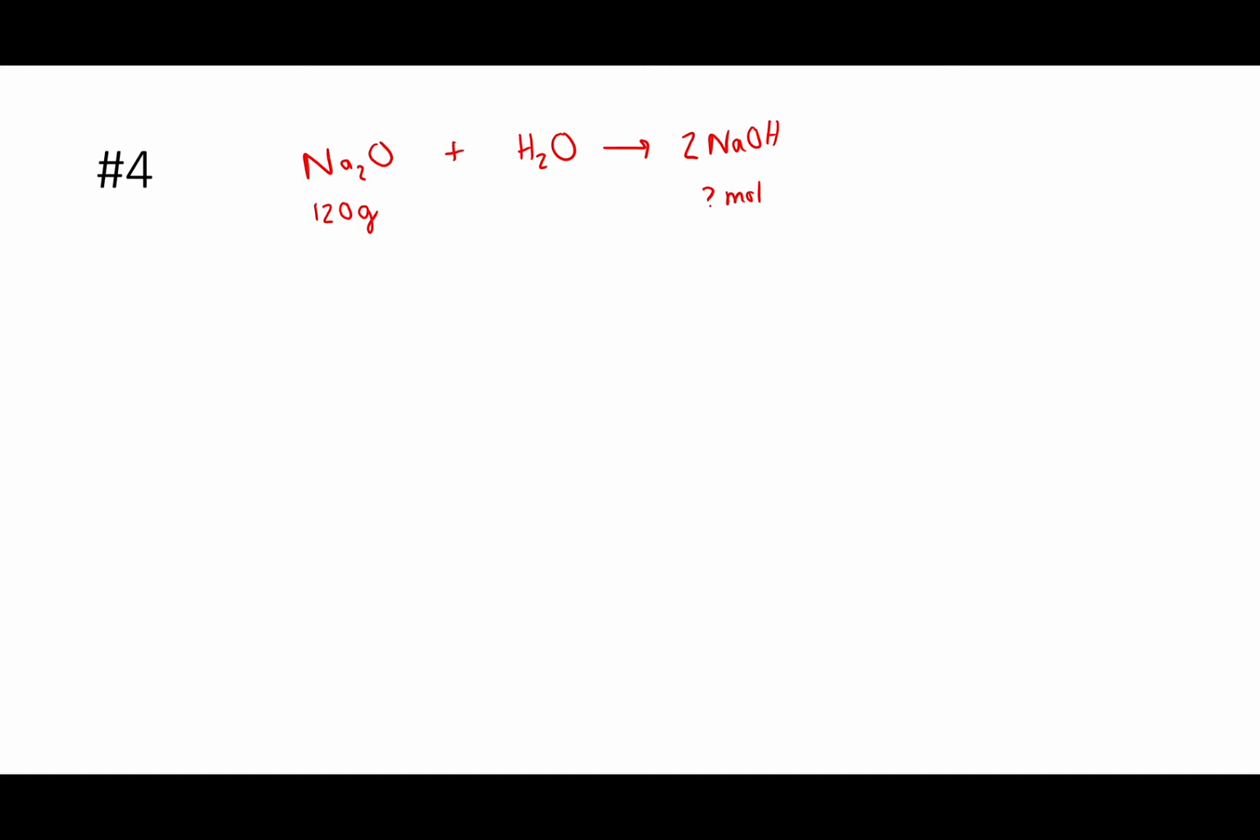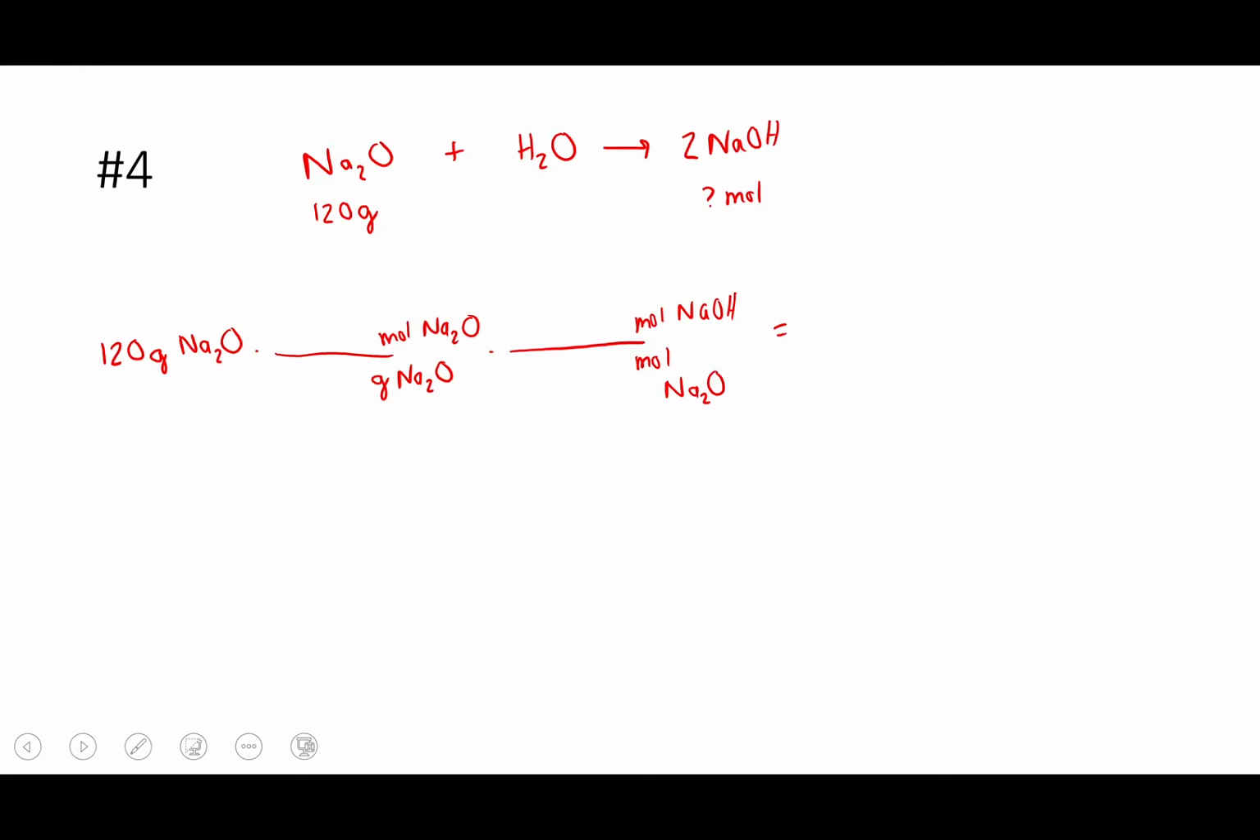All right, so to start our problem off, I have 120 grams of Na2O. I'm going to convert from grams of Na2O to moles of Na2O, moles of Na2O to moles of sodium hydroxide, NaOH. Okay, so when I fill in my conversion factors, 1 mole over 62 grams of sodium oxide, and my mole-to-mole ratio is going to be 2/1.